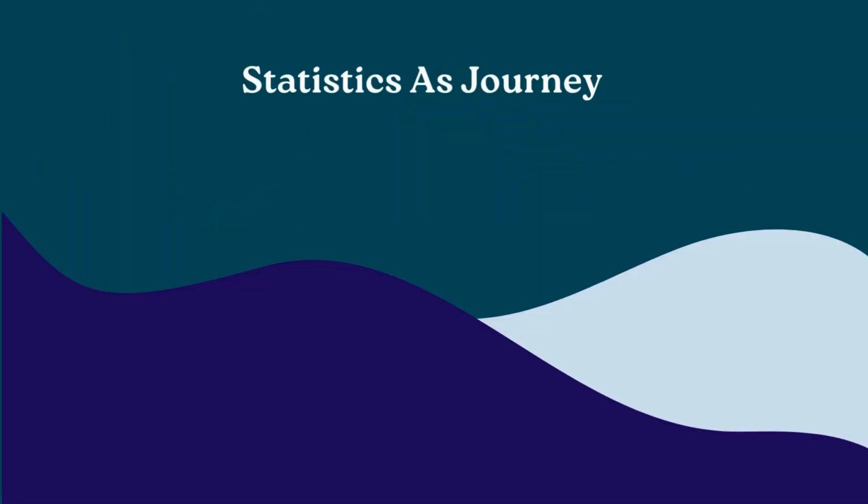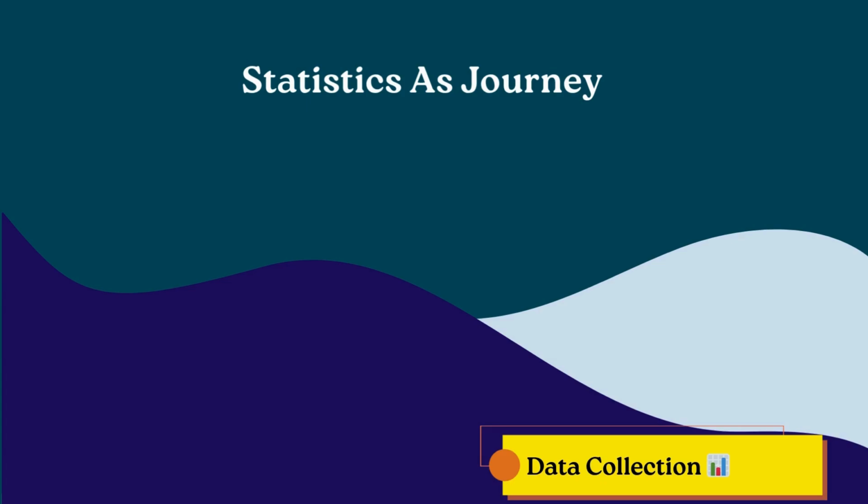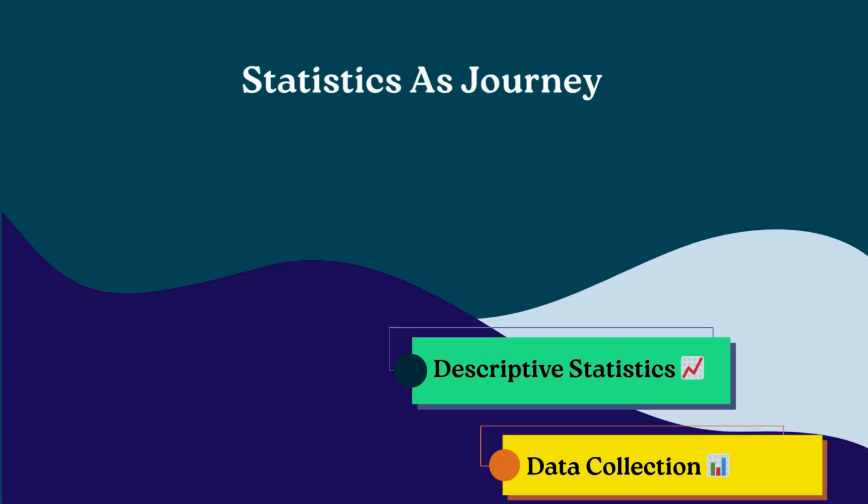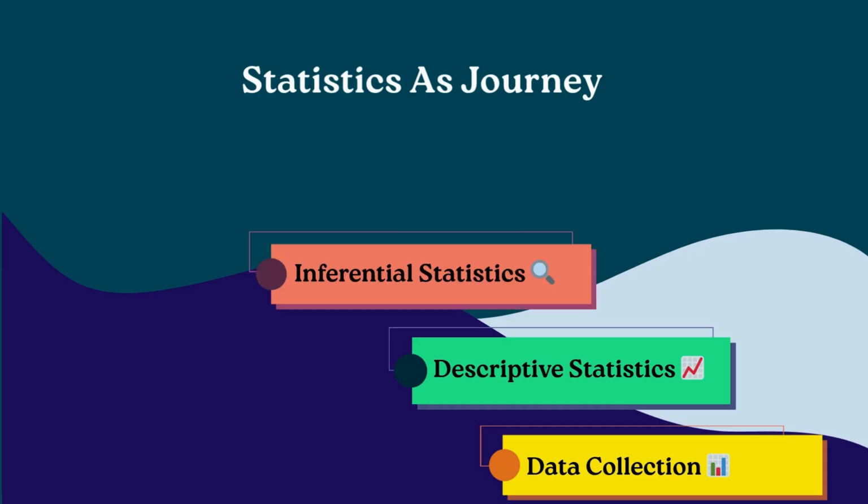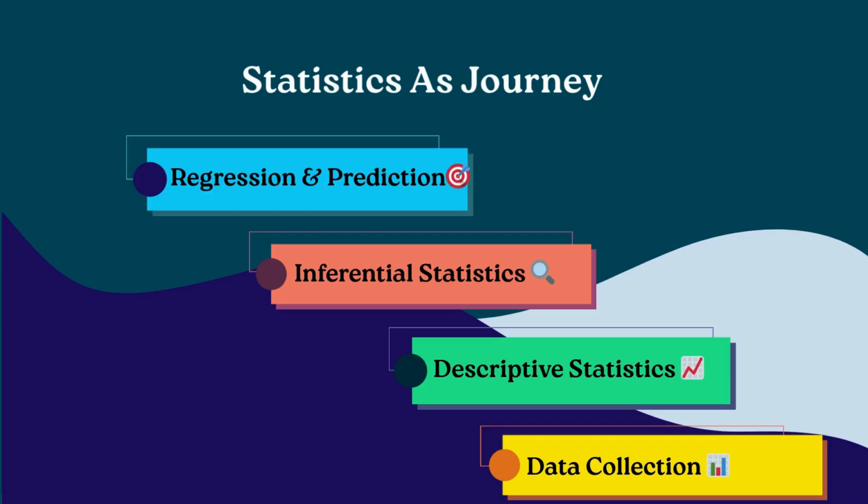It starts with data, numbers collected from the world around us. Then we use descriptive statistics to summarize and understand that data, finding patterns, averages, and variations. Next, we use inferential statistics to go one step further, making predictions or testing ideas based on samples rather than measuring everything. And finally, we use models like regression to uncover relationships and make informed predictions. In other words, applied statistics is the art of turning data into decisions.